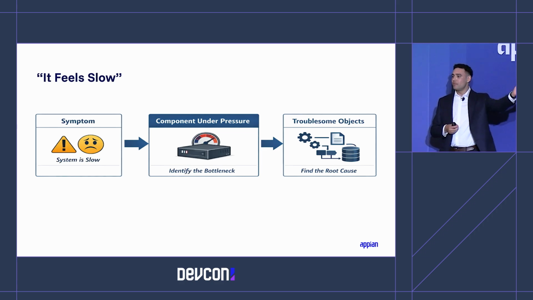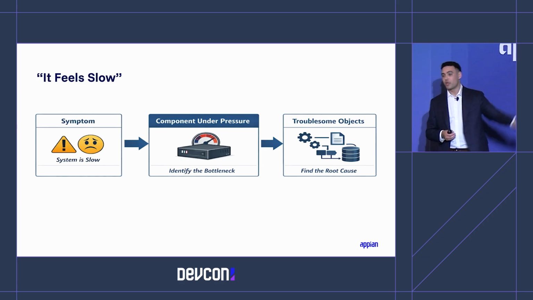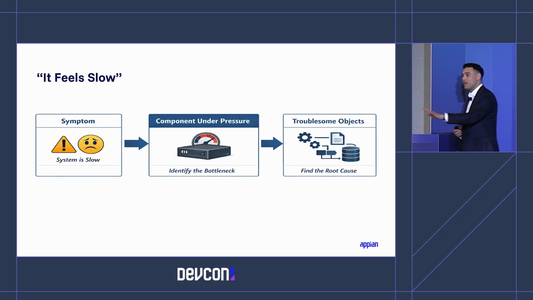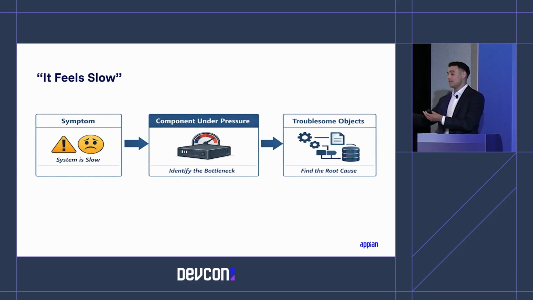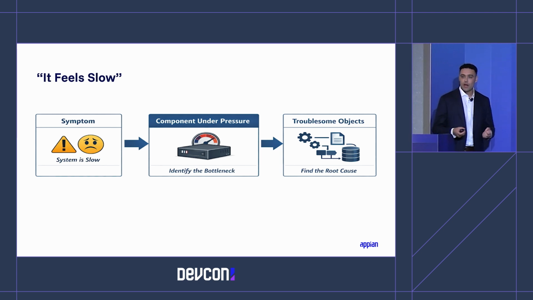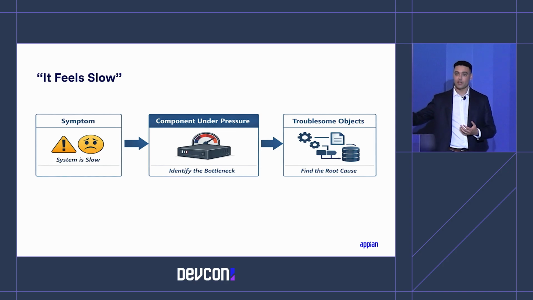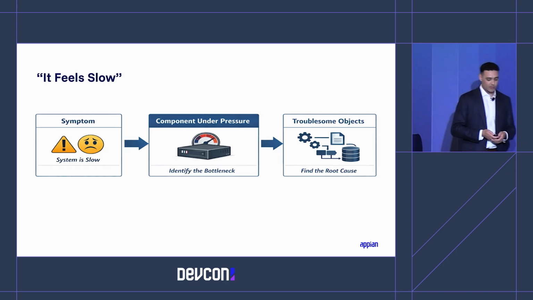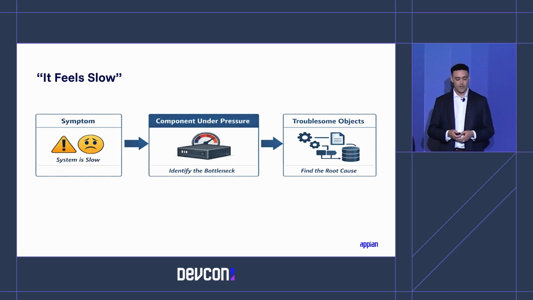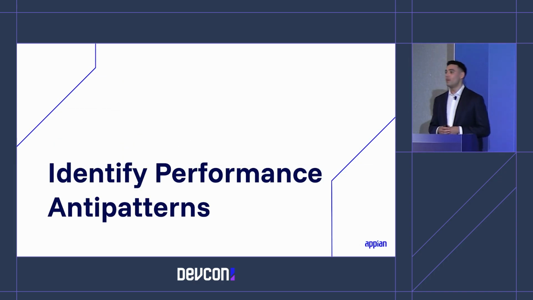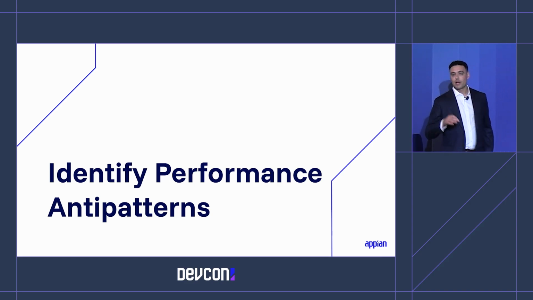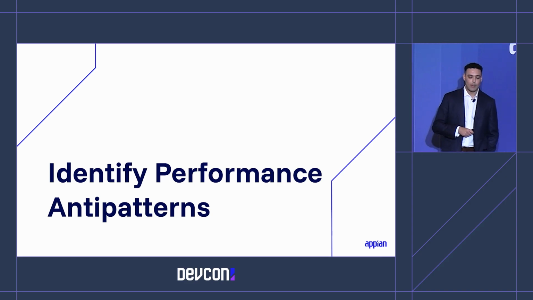We want to take a symptom, like it feels slow. We want to trace it to a component in your Appian architecture, and then we want to be able to identify the design objects that are consuming those resources. Because once we found that component that's under pressure and the objects that are responsible for it, it enables us to ask the next question. Is this a design problem that we can fix? Are there performance anti-patterns within those design objects?